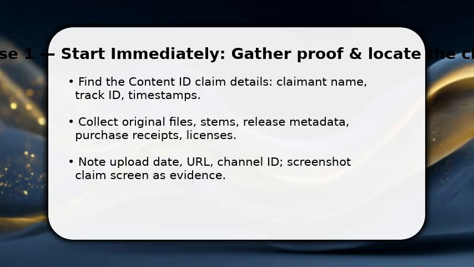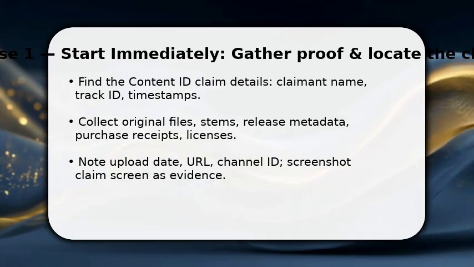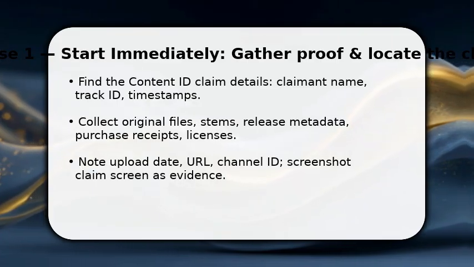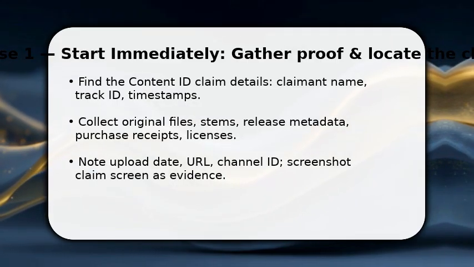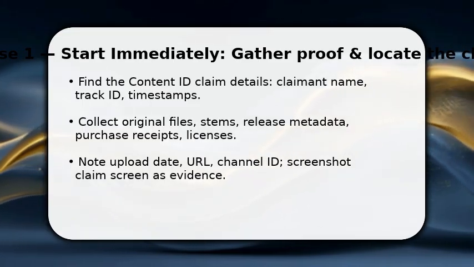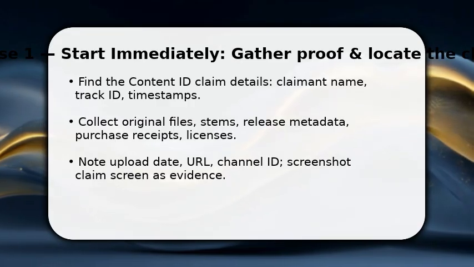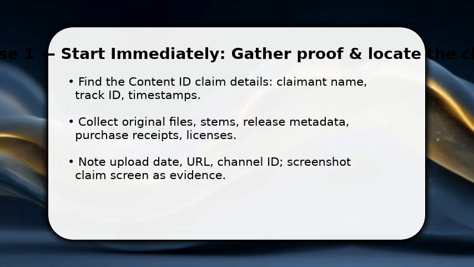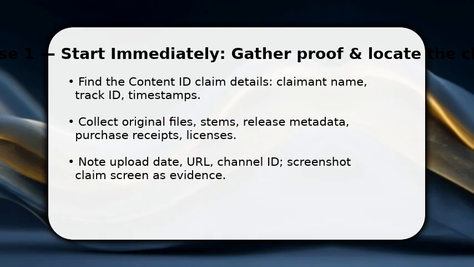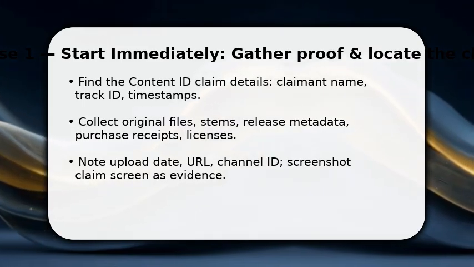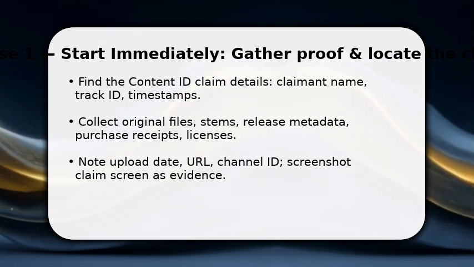You start now. Open the platform's copyright/content ID panel and pin the exact claim. Once you have the claimant name and timestamps, pull your master files and any stems that prove ownership or a license. Make sure to export metadata, ISRC, composer credits, release date, and receipts showing purchase or license. If you worked with collaborators, get their written confirmation. These items form the evidence packet. Without them, disputes stall quickly, so assemble everything before you proceed.